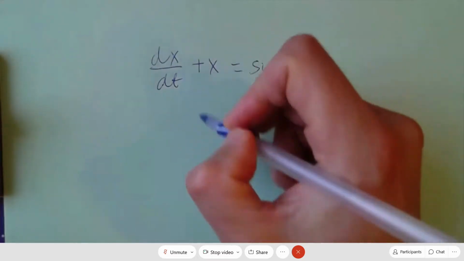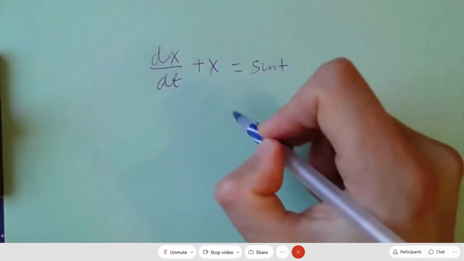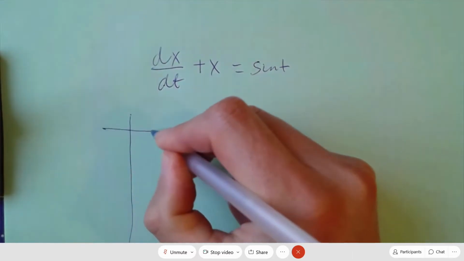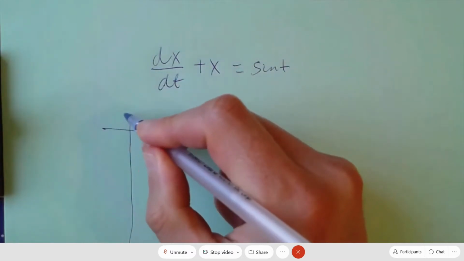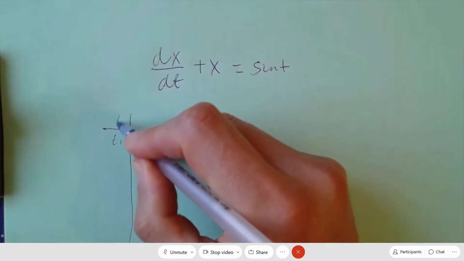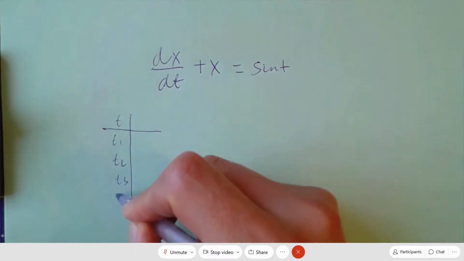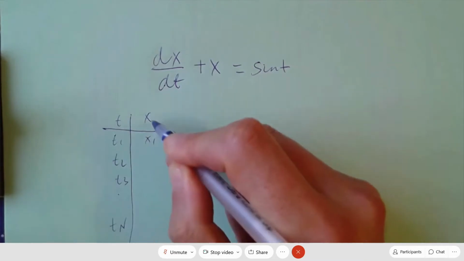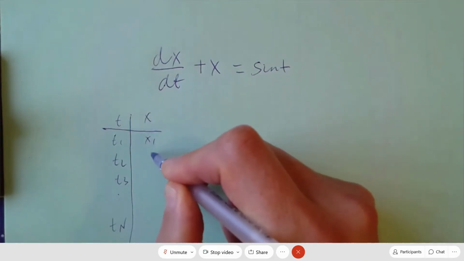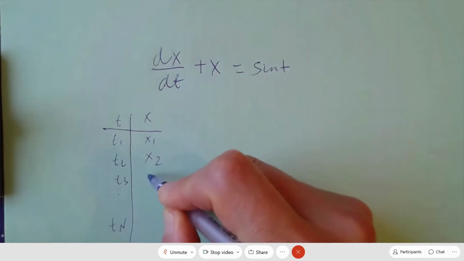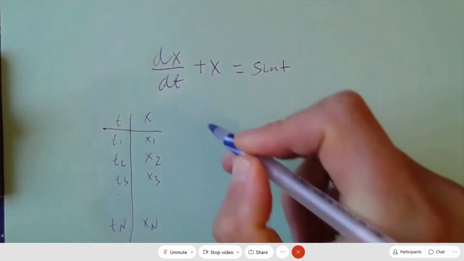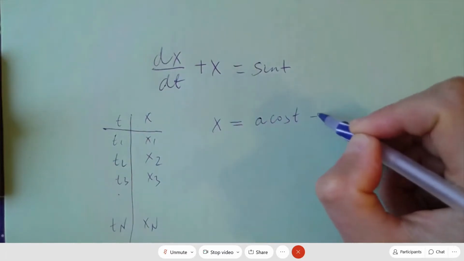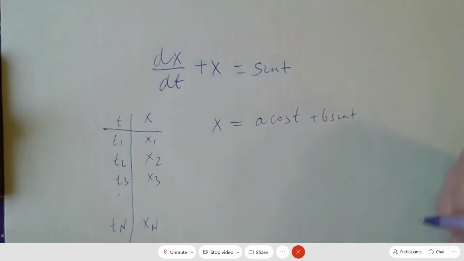Very good. So I say that if I take the last several points on the curve, which I'm symbolically going to denote T1, T2, T3, all the way down to T sub n, and let's call the corresponding values of x, x1, x2, x3, and so forth, I say that x should be a cosine t plus b sine t.